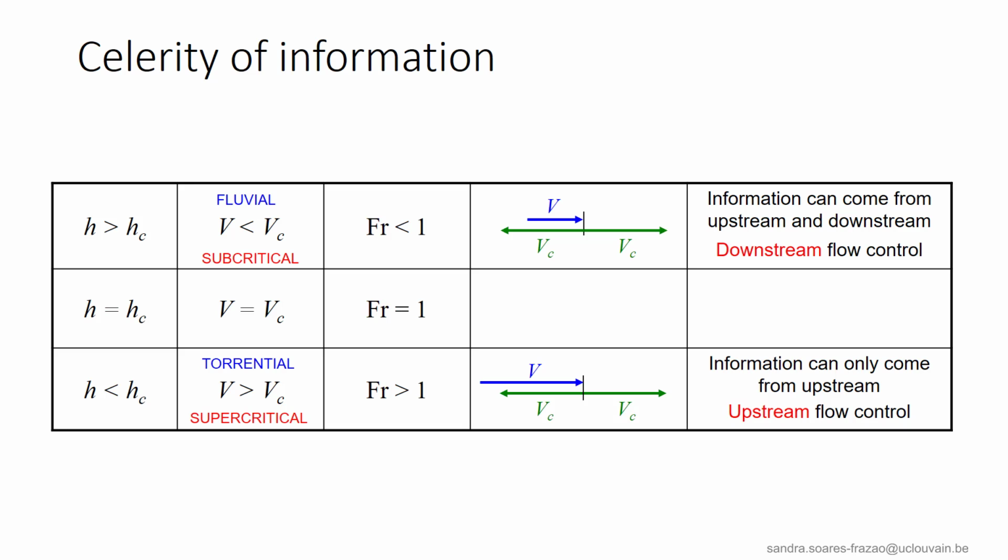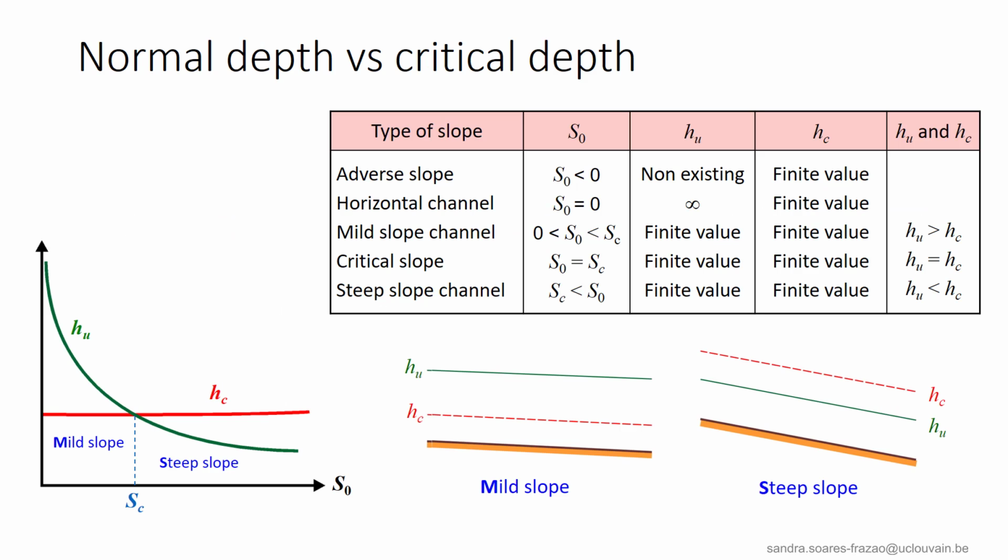We have seen how the critical depth and the associated concept of critical flow allow us to classify flows into subcritical or supercritical. We have also seen that the critical slope indicates the limit between mild and steep slopes, and that this limit is not only determined by the actual geometrical slope, but also by the flow conditions. The table here summarizes the different possible situations.